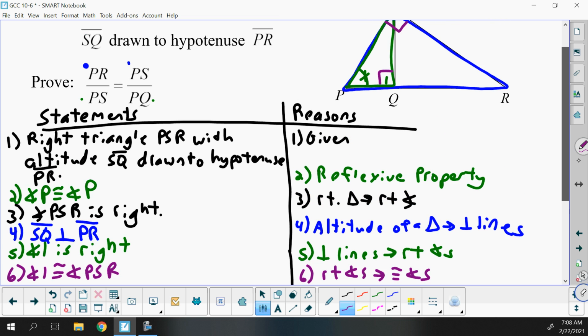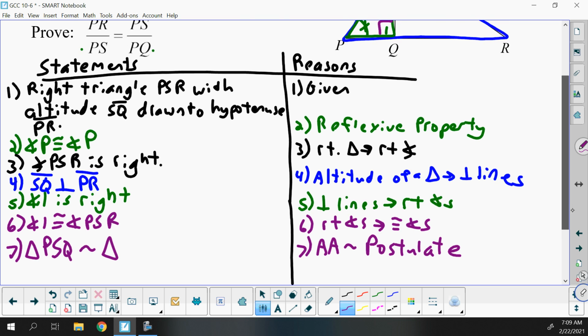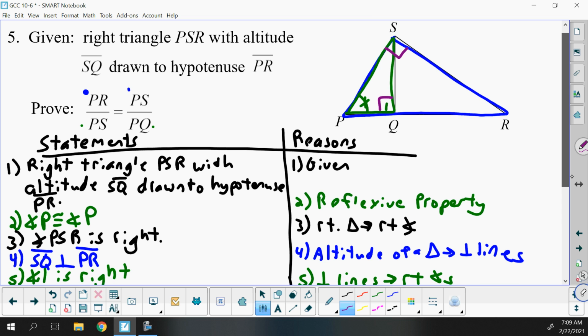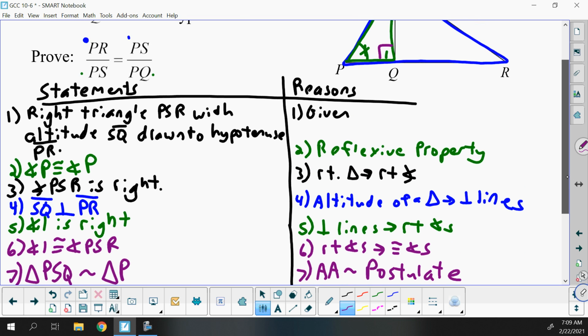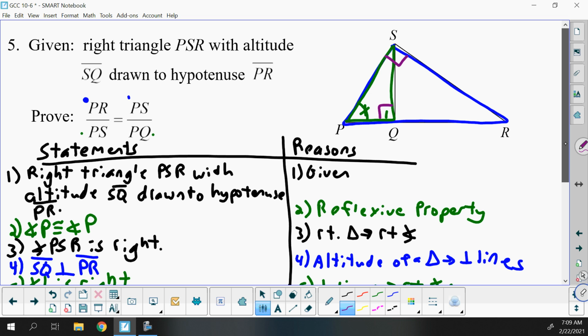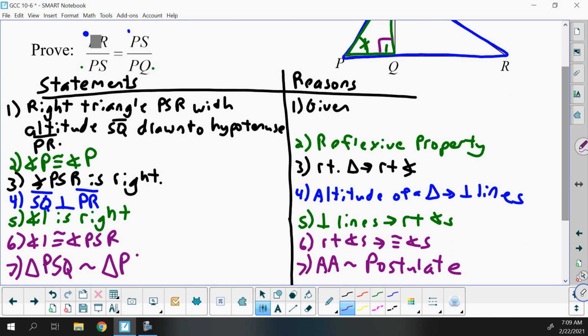For our similar triangles, the first one I'm going to name is PSQ. P was our reflexive, so that's got to match with the same one in the other one, P. S in our green triangle was the one that had no marking, so that's got to match with R. And then Q was our right angle in the green, that matches with the right angle, which happened to be S in the blue one.